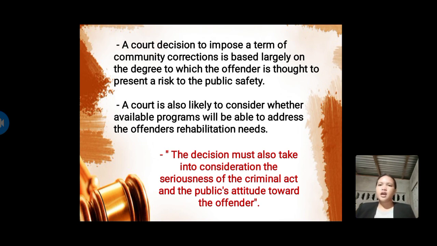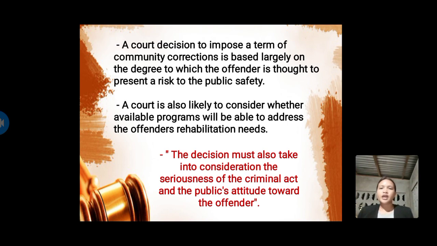Next, a court decision to impose a term of community corrections is based largely on the degree to which the offender is thought to present a risk to public safety. A court is also likely to consider whether available programs will be able to address the offender's rehabilitation needs. The decision must also take into consideration the seriousness of the criminal act and the public's attitude toward the offender.